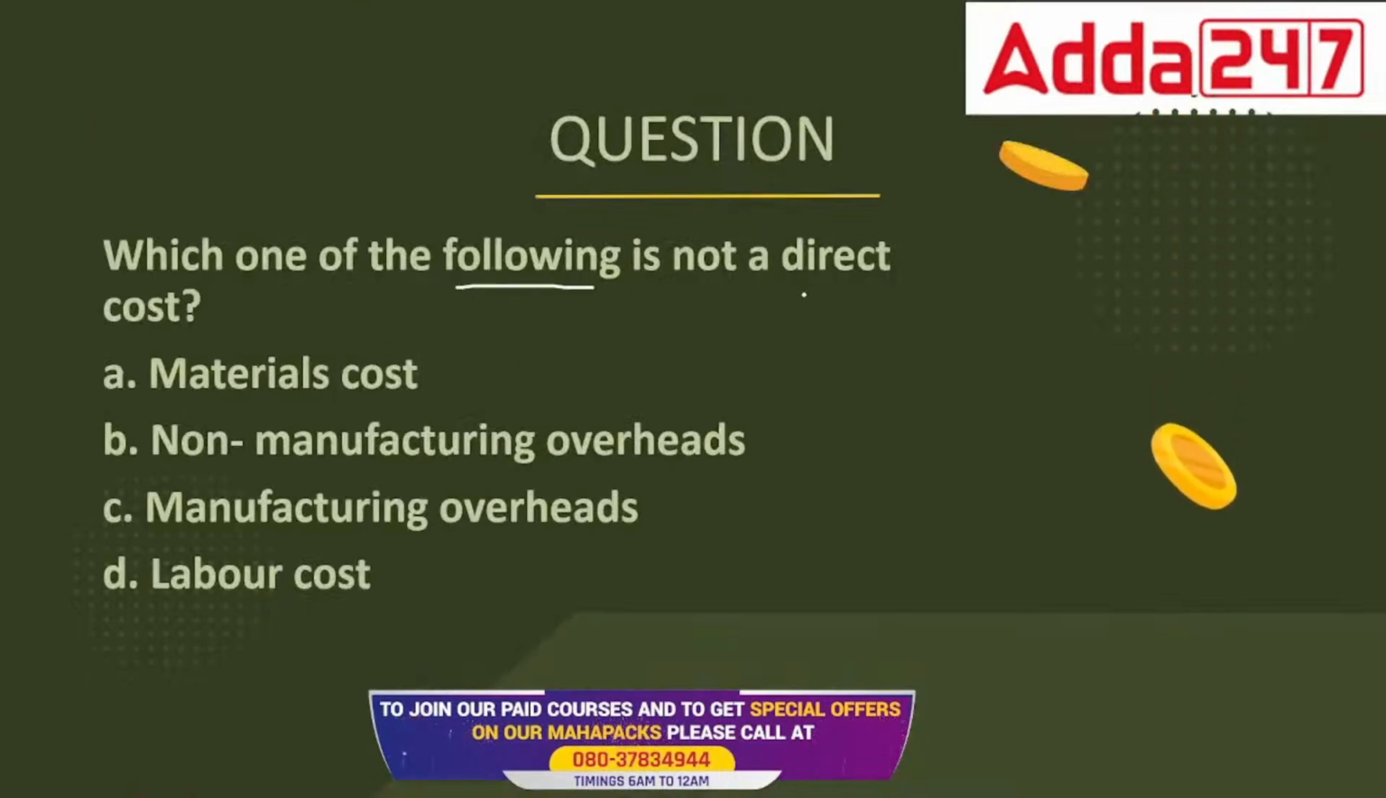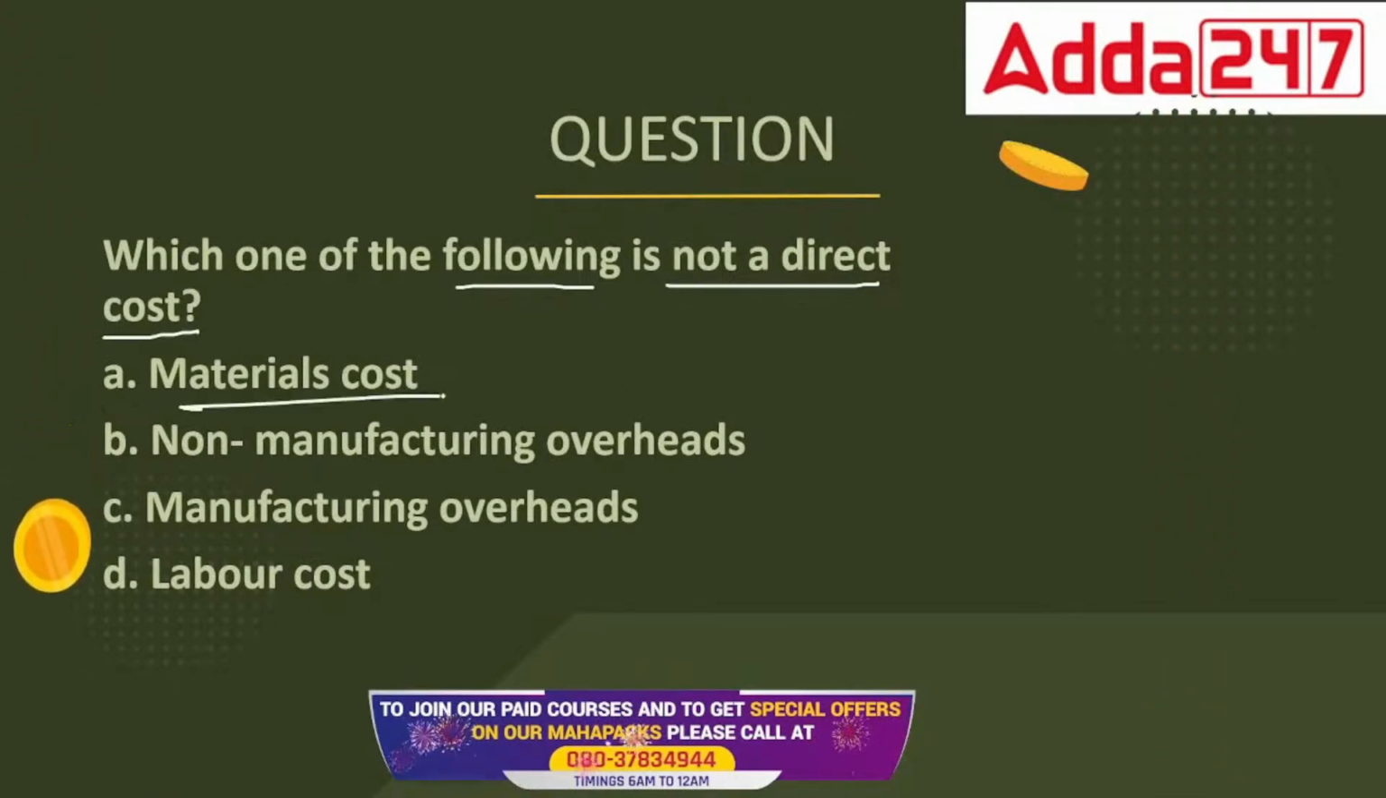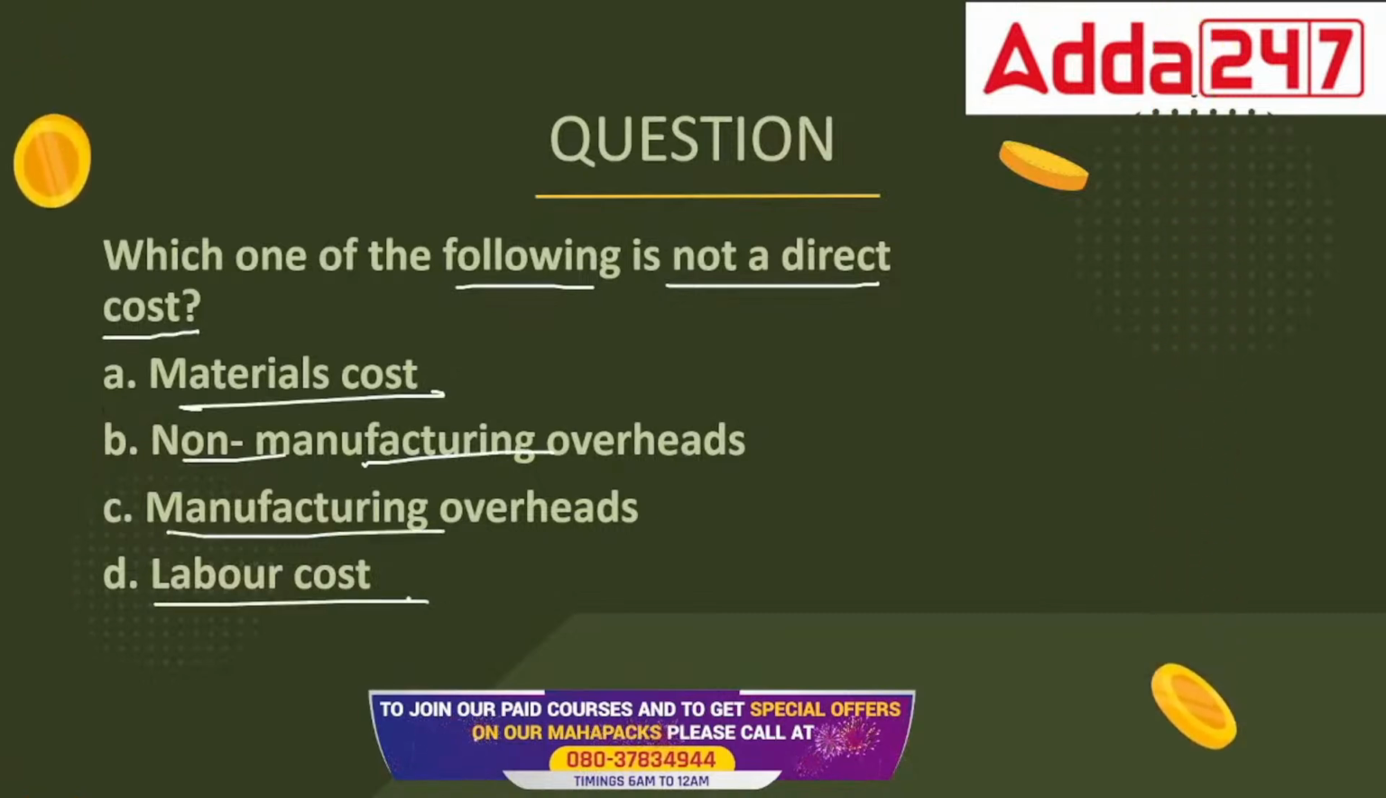Which of the following is not a direct cost? Material cost, non-manufacturing overheads, manufacturing or labor? Direct means which is directly associated with the production.